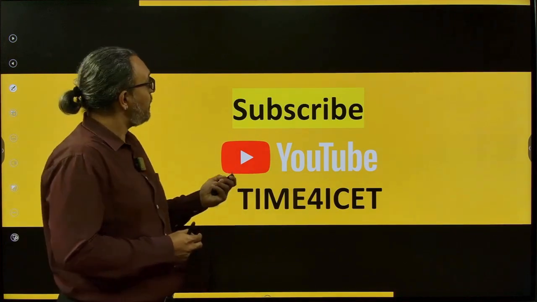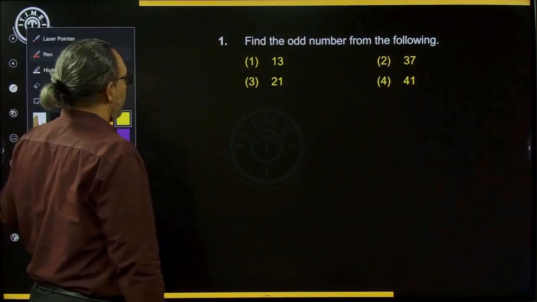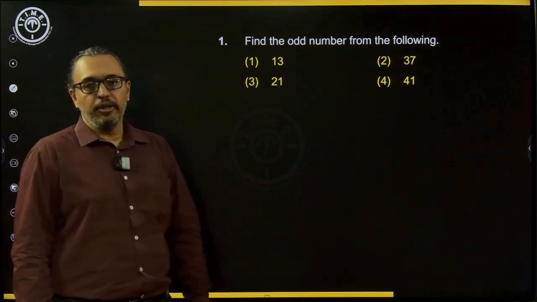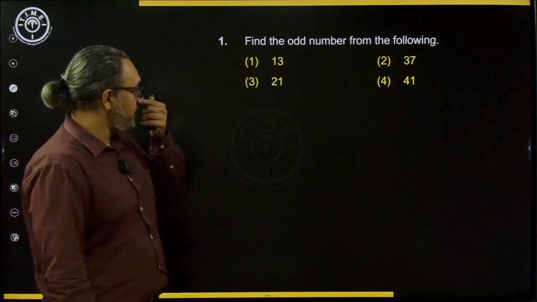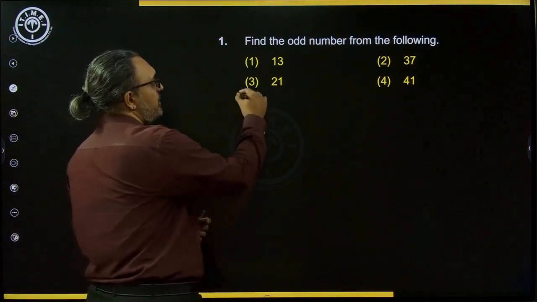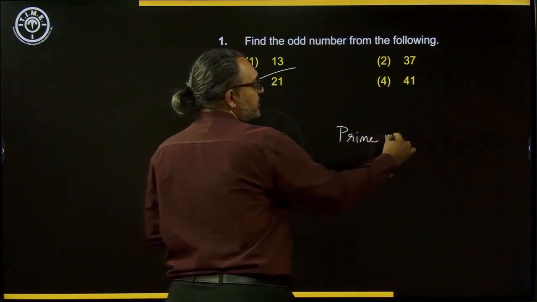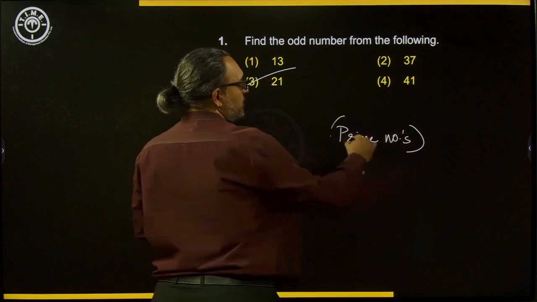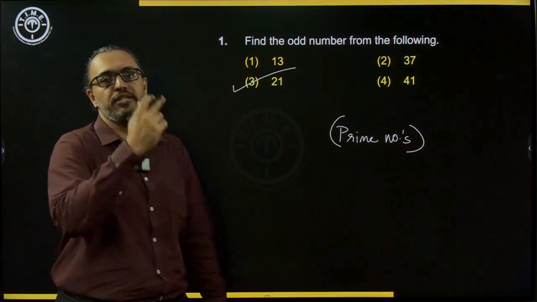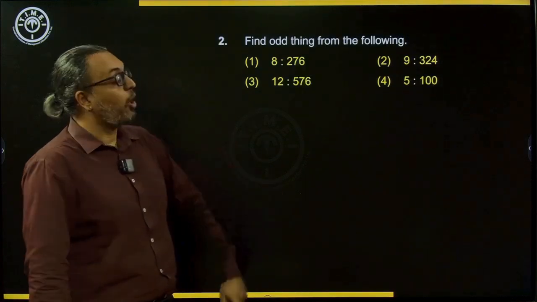Okay. Right, so now let's look at here. Now he says find the odd number from the following. Okay, so here I see that they all are odd numbers first straight away. Then immediately I can say that option 3 is my answer because the remaining are prime numbers. That's it. The remaining are prime numbers. 21 is not a prime number. That is why it is your answer. Correct?